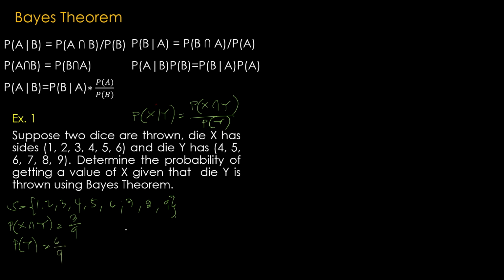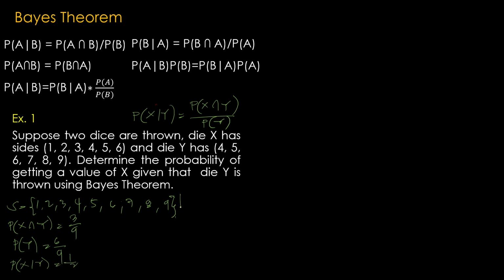So dividing these two values, you'll have 3 over 6 or 1/2. Okay, that's 3 over 9 divided by 6 over 9. 9 cancels out. So magiging 3 over 6 na lang. So therefore, the probability of X given Y is equal to 3 over 6 or 1/2.